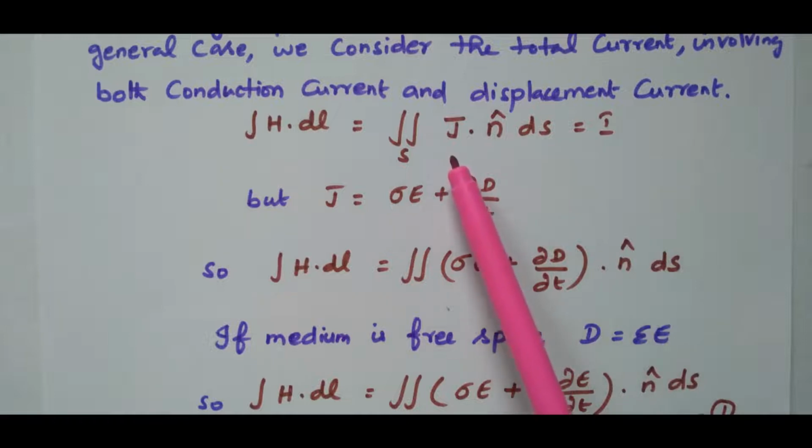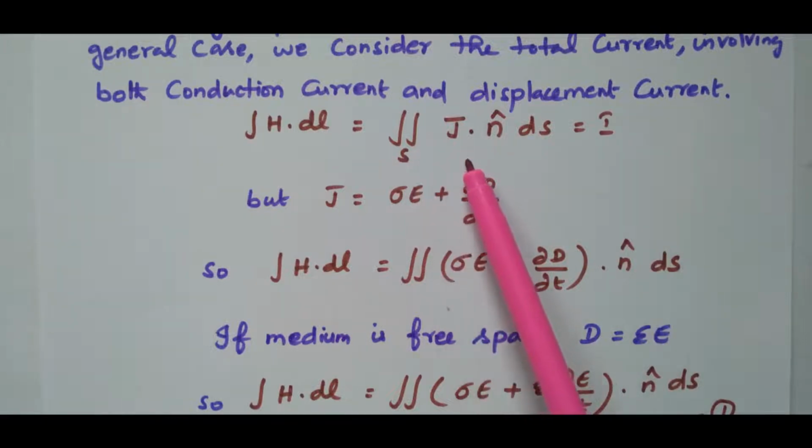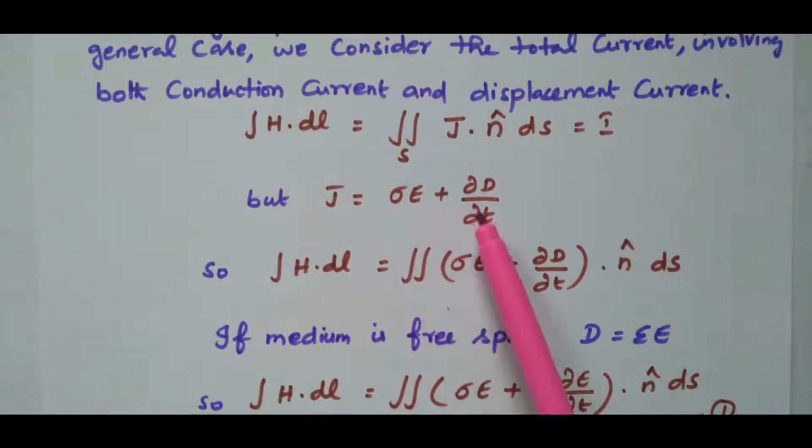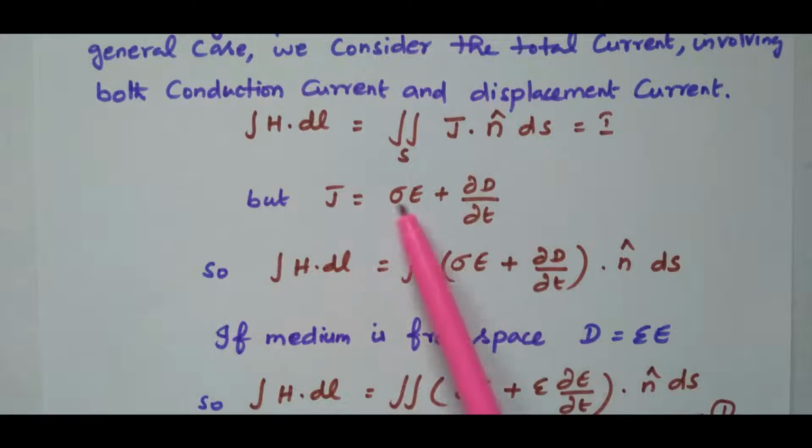In terms of current density, it is given by double integral J dot n cap ds. But J equals sigma E plus dou D by dou t, the current density in another form. Now we can replace J with this expression. So integral H dot dl equals double integral of sigma E plus dou D by dou t, dot n cap ds.